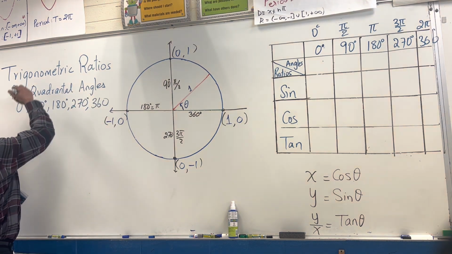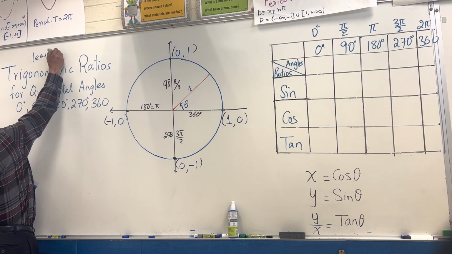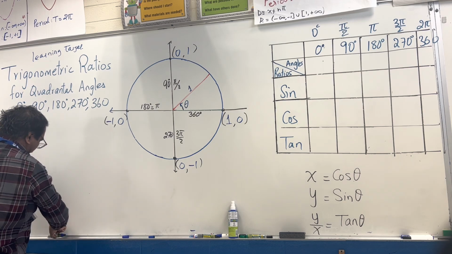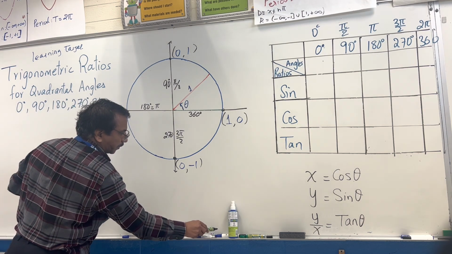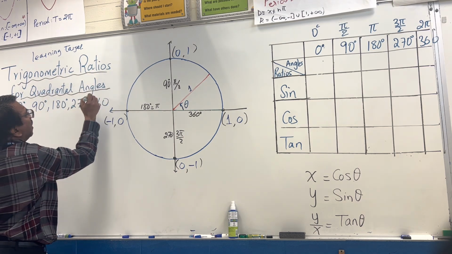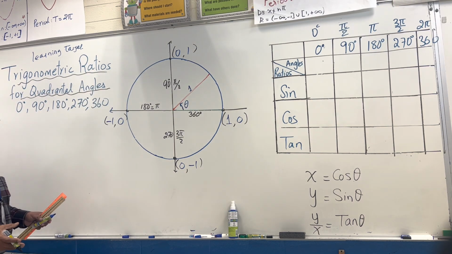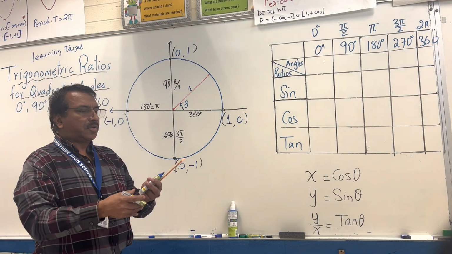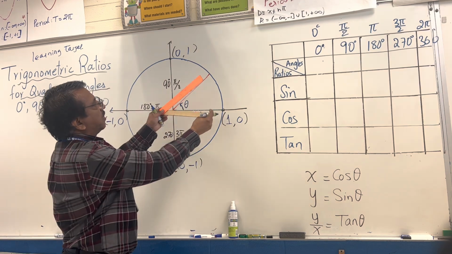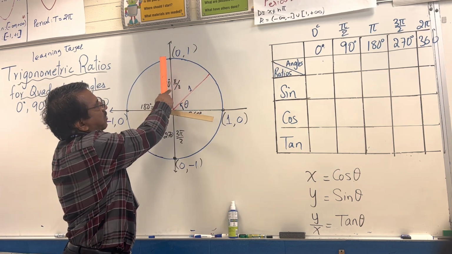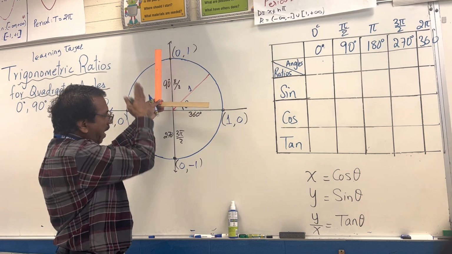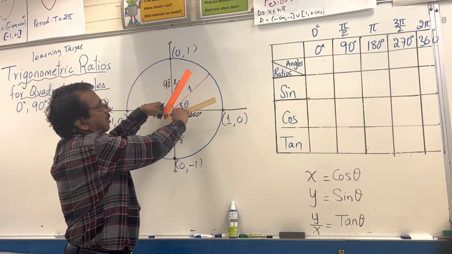So the learning target today is about trigonometric ratios for quadrantal angles. So what are quadrantal angles? Quadrantal angles are when the terminal side of the angle in standard position lies on the x-axis or the y-axis.